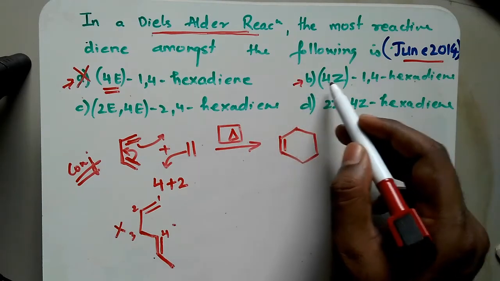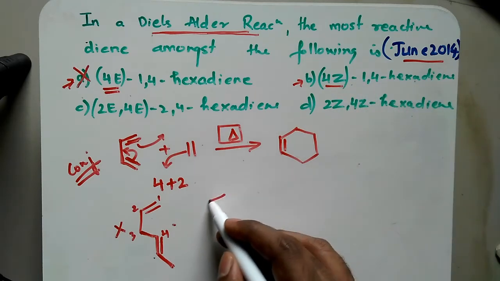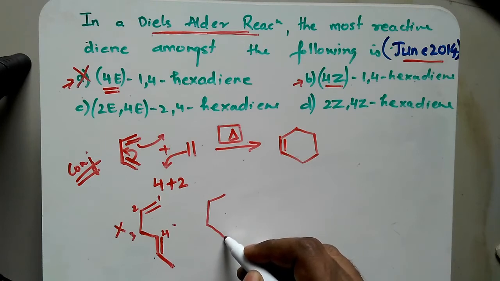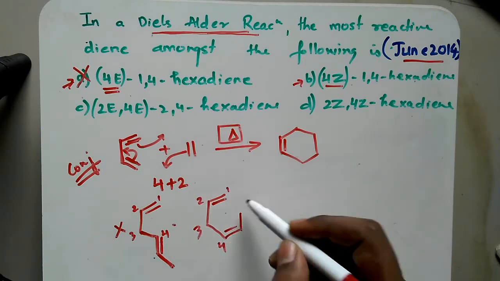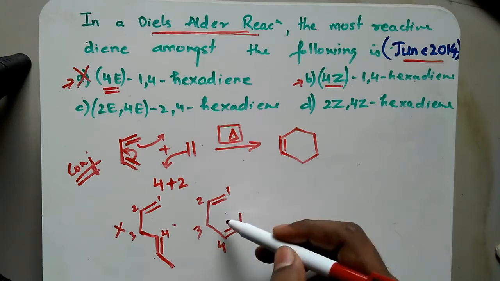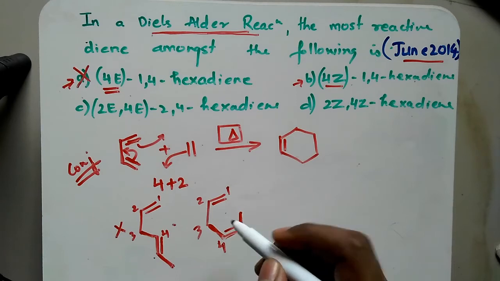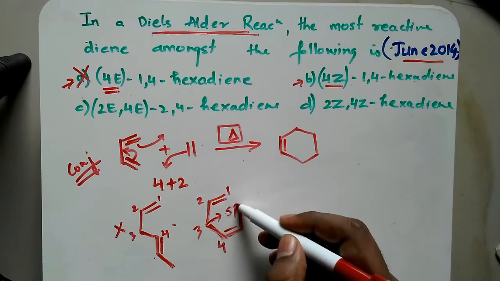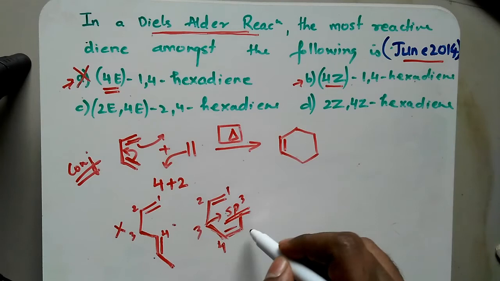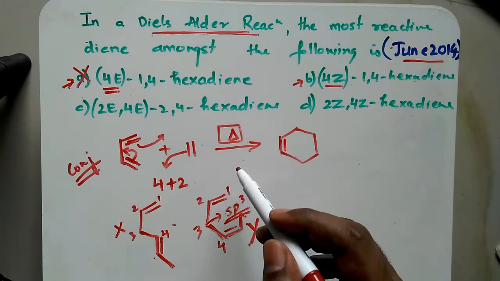The next part will be B. Here it is having 4Z, 1,4-hexadiene. Again, if you draw the structure, we are having a double bond here, 1, 2, 3, 4. So 1,4-hexadiene case, and this one is in the Z condition. Both the groups are on the same side, so cis or Z. The next thing is, is it conjugated? Since there is an sp3 hybridized carbon here, there is no conjugation. Since there is no conjugation, this will not give the Diels Alder reaction at all.